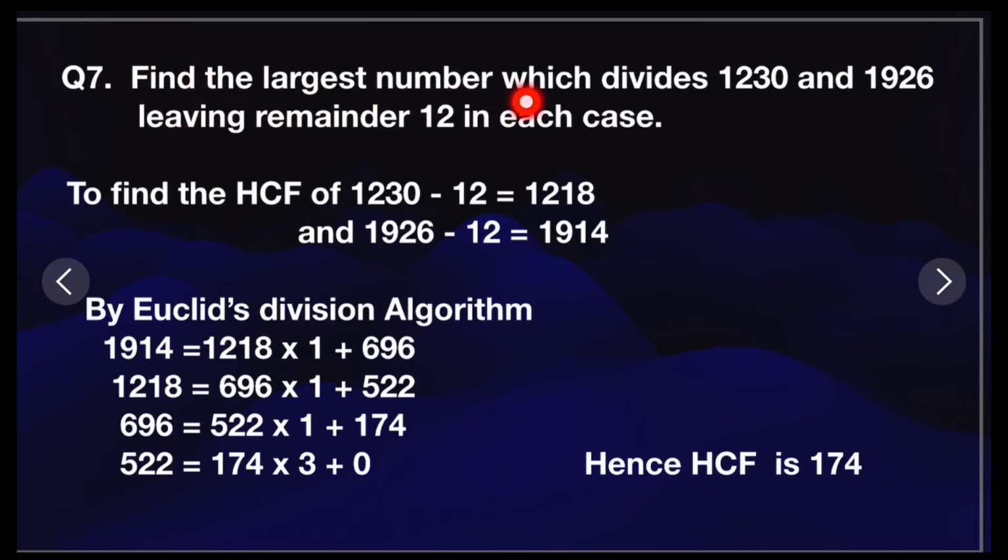Question 7. Find the largest number which divides 1230 and 1926, leaving the remainder 12 in each case. So here there is a remainder 12. First, we are going to subtract this remainder from each number, and these are the two numbers. Now we'll find the HCF of these two numbers. Use the division algorithm, write down the lemmas, and when the remainder becomes 0, the divisor is the HCF. So that is the largest number which divides 1230 and 1926 and leaves the remainder 12.